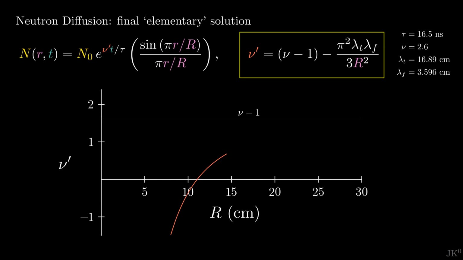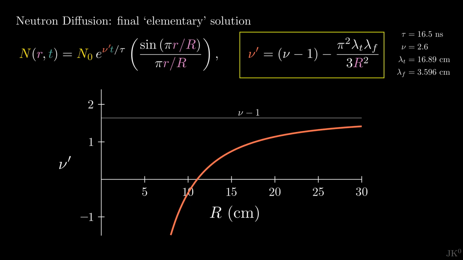The plot clearly shows that for a radius below 11 centimeters or so, nu prime is always negative. That means if your mass is too small, so that the sphere has less than 11 centimeters, you will not have a chain reaction. If you now put more mass together, so you get a sphere with a radius larger than 11 centimeters, nu prime is positive. That means that you will have a supercritical chain reaction.